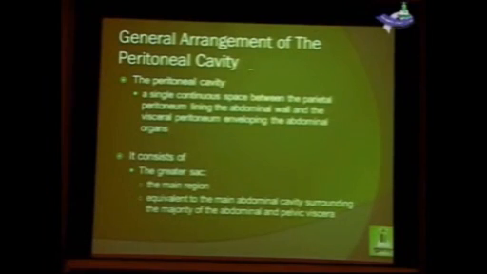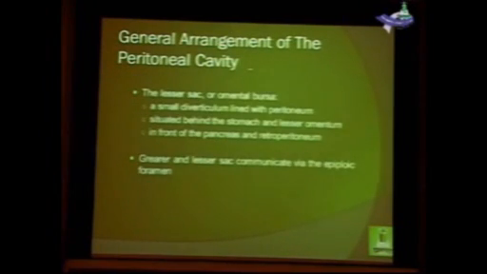This big sac contains two smaller sacs. The greater sac, which is the main region of the peritoneal cavity, and it is equivalent to the main abdominal cavity surrounding the majority of the abdominal and pelvic viscera. The other sac is the lesser sac.